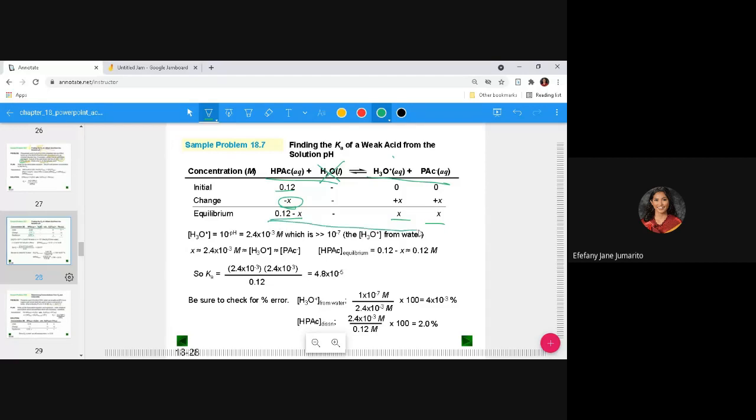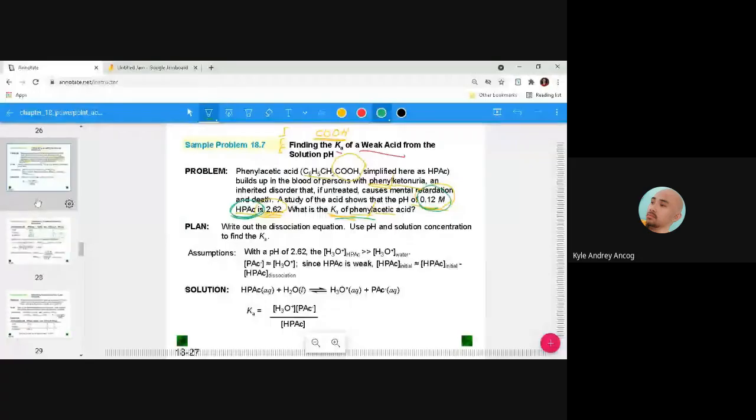So at equilibrium, we use these values. We have x squared over the reactant. Why is x equal to 2.4 times 10 to the negative 3? Where does it come from? It comes from the pH of HA.